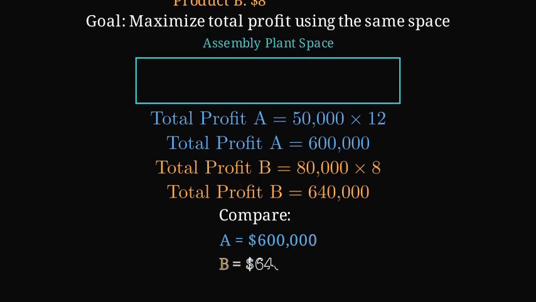Step 4 is to compare the results. Product A gives $600,000. Product B gives $640,000. 640,000 is larger, so product B produces more total profit using the same limited space.